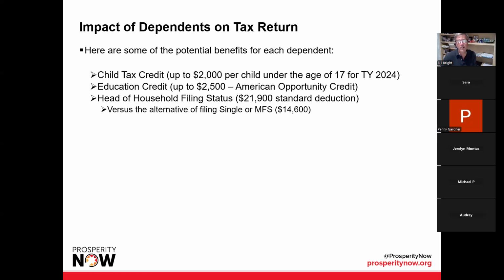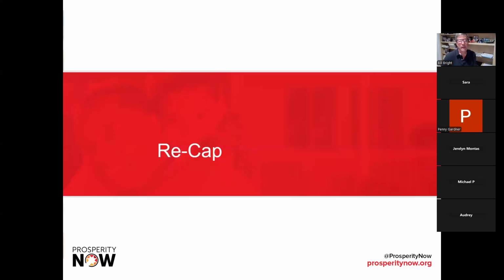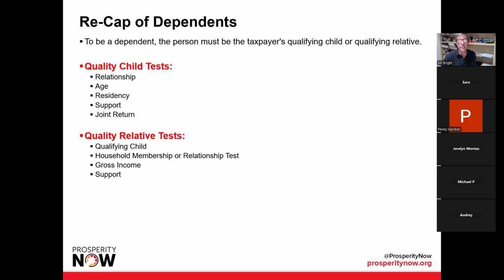We really don't get into the earned income credit part of that until we get to the section on refundable credits. So these are the things you really need to get a handle on. To be a dependent, the person must be the taxpayer's qualifying child or relative.